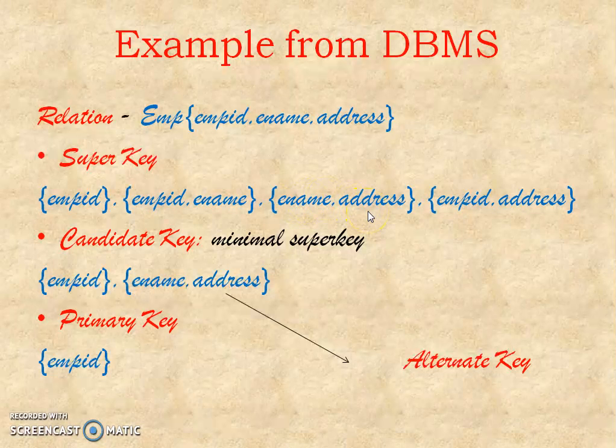But here in ename and address, alone ename cannot do unique identification. Same way, address alone cannot do unique identification. So a combination is necessary. So this is minimal here. So these two are the candidate keys from the above. Now from these two, the database designer will be selecting one of the keys as the primary key. Now mostly a single attribute key will be selected as a primary key, and what is left out in the candidate key can be called as an alternate key.